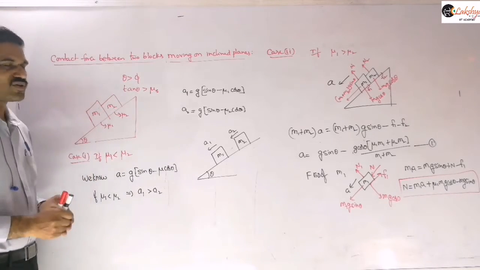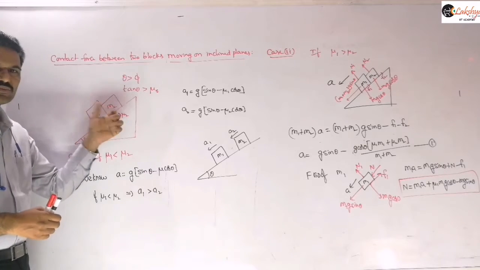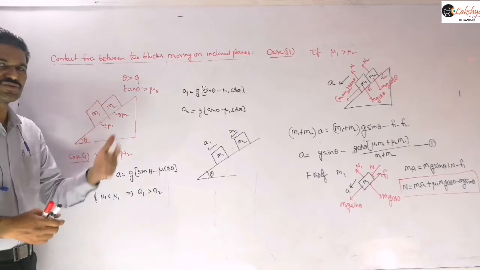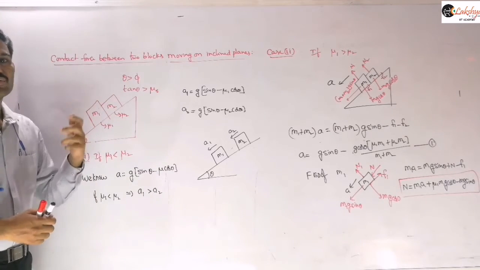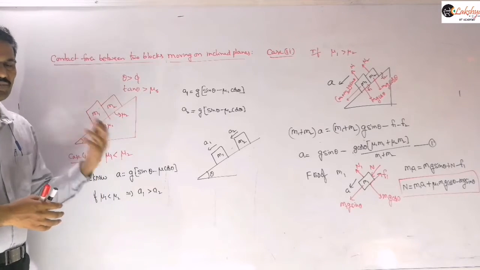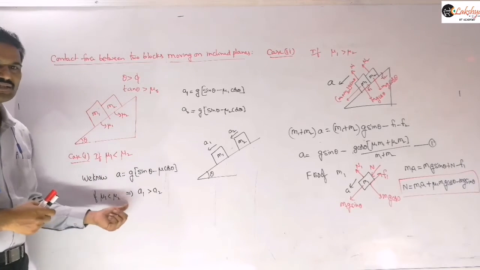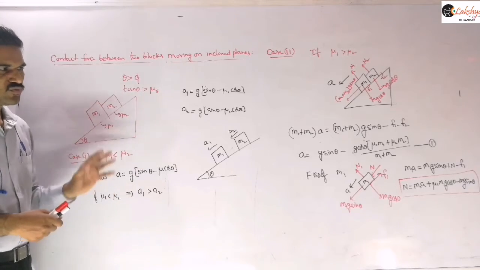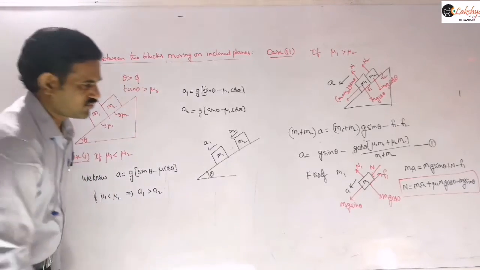Sometimes there may be a situation like only this block may slide down and this block doesn't slide down. Such situations may also be there. So for that you need to verify whether they are moving down with the common acceleration or not, or whether they are moving with different accelerations like this, right? So you need to verify this and answer those situations there.